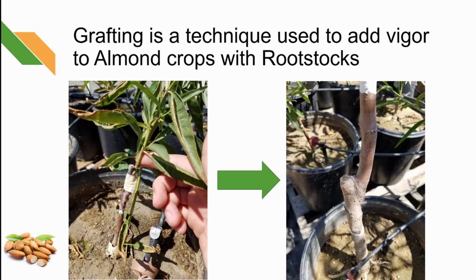Now, what's important about grafting is that different rootstocks have different qualities and are adapted to different conditions. With the right rootstock, you can grow really vigorous almond trees, or even grow almonds in places that may have been unsuitable without a rootstock.